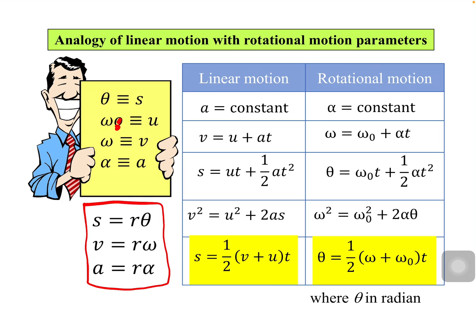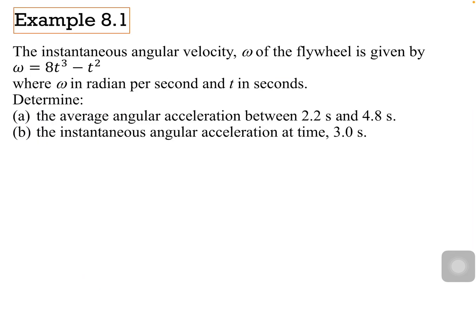Okay, kena ingat that theta must be in radian. So because in our syllabus alpha and a are always constant, then semua equation kita boleh equate kan. So v equal to u plus at equal to omega naught plus alpha t. Okay, so basically equivalent lah, sama sahaja. Equation sama, just we change dia punya parameter. Okay, so example 8.1 ni is exactly the same as your lecture notes.